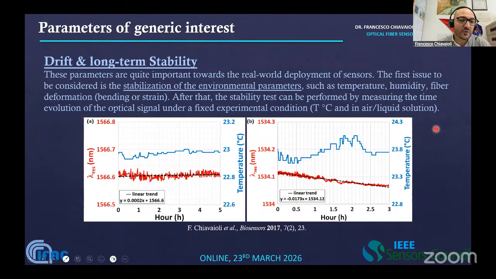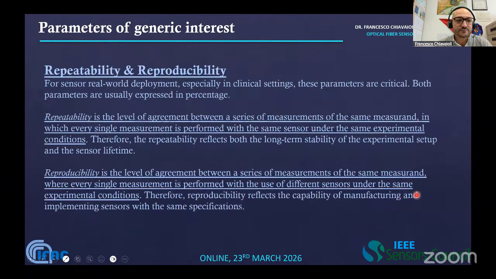Another important concept, especially for the real-world deployment of the devices, is the concept of stability, so the long-term stability of the device. So, is the signal stable in time, or is there any degradation of the signal? And another concept is the drift. If the signal is not stable, for different reasons that can be related to environmental conditions, we have a drift in the signal, and there are techniques to compensate and to eliminate this drift.